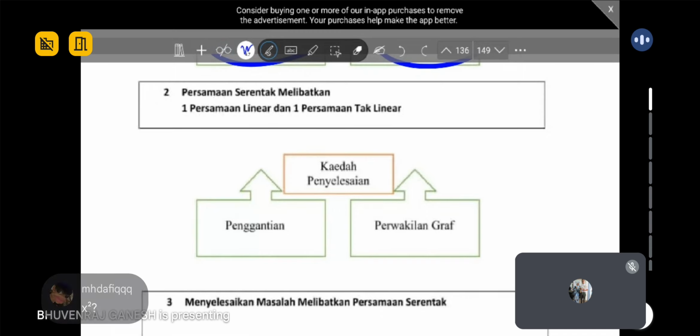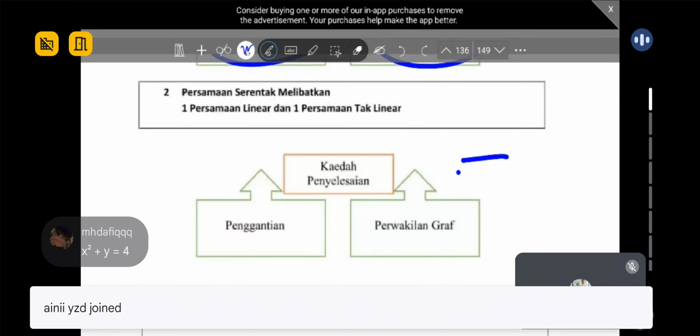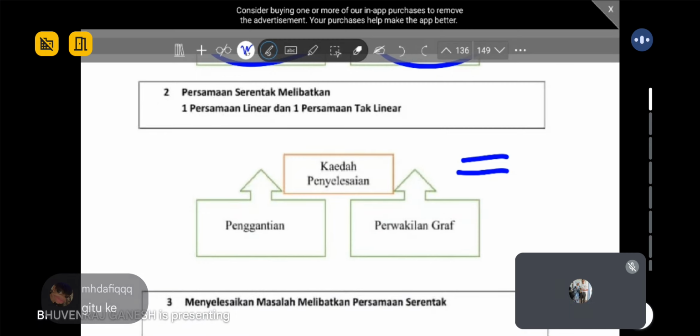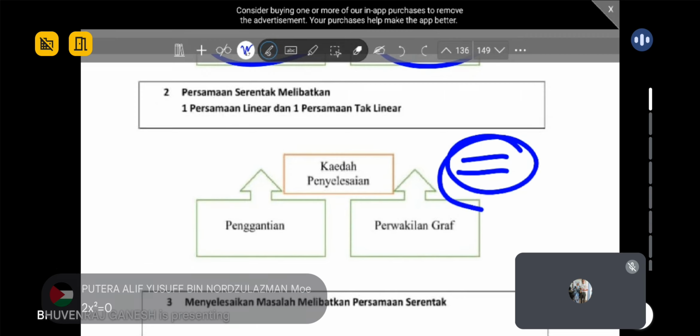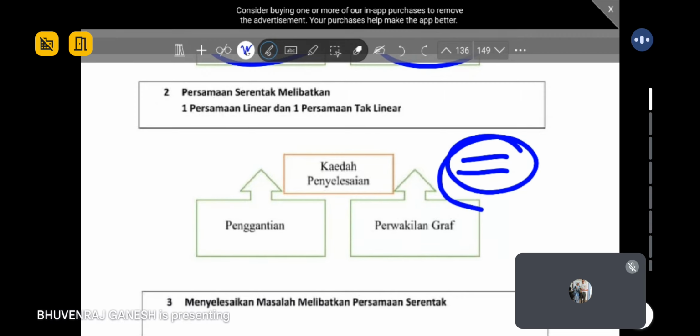Guys, when I say equation, you must write the equal sign. Okay, because equation means equals. Am I right? You must have the equal sign. An equation must have the equals sign. Afiq, correct. Can. Putra, how do you want to solve that one, Putra?